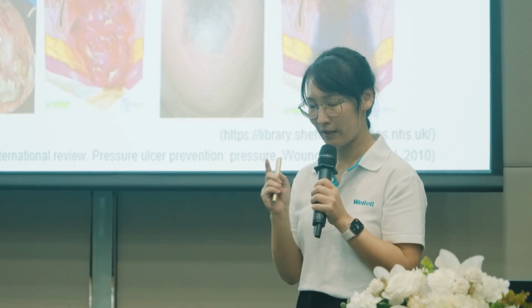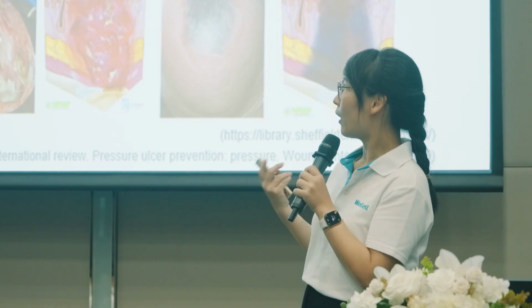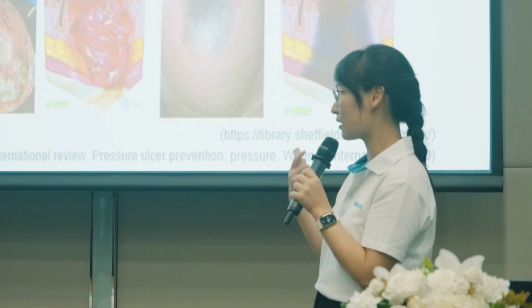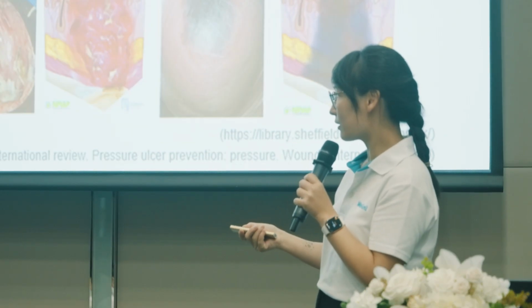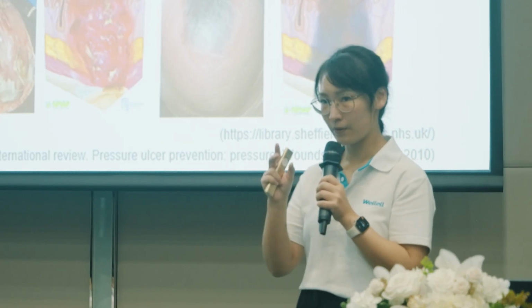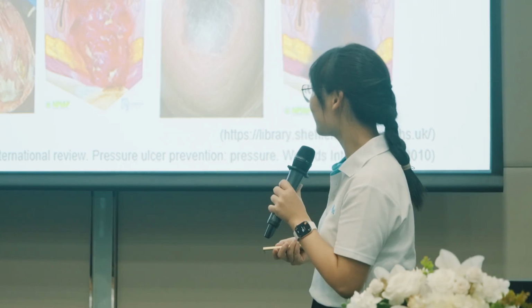So in the very beginning, we all know that for pressure injury, once we have the pressure injury, it takes time and money to recover. Therefore, we know that prevention is pretty important. So for the prevention part, the support surface is one of the elements to help assist the patient to prevent the pressure injuries.